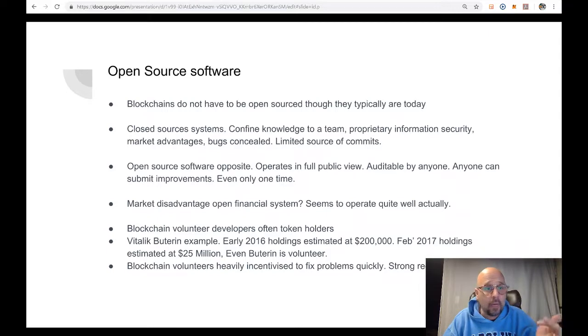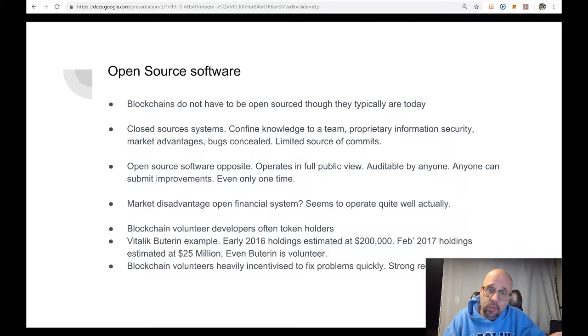Anyone can audit it. Anyone can submit improvements. Anyone can work on it. Anyone can take it and start working on their own stuff or fork it. And so we'll talk about a hard fork later on. I'll talk about that tomorrow. But blockchains don't have to be open sourced. A lot of times they are today, but they don't have to be.